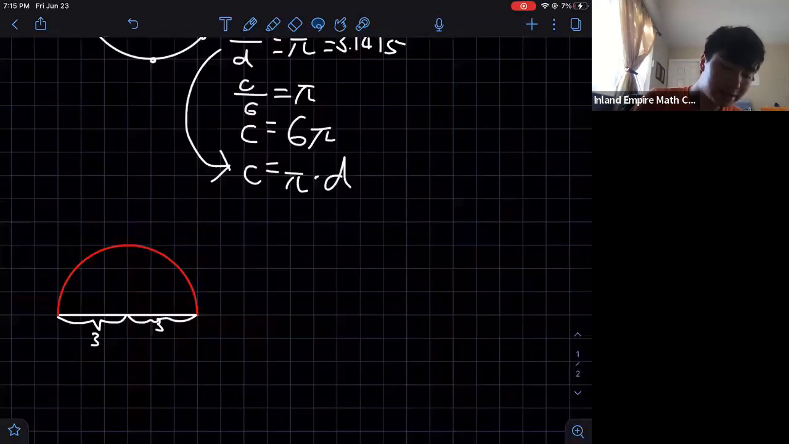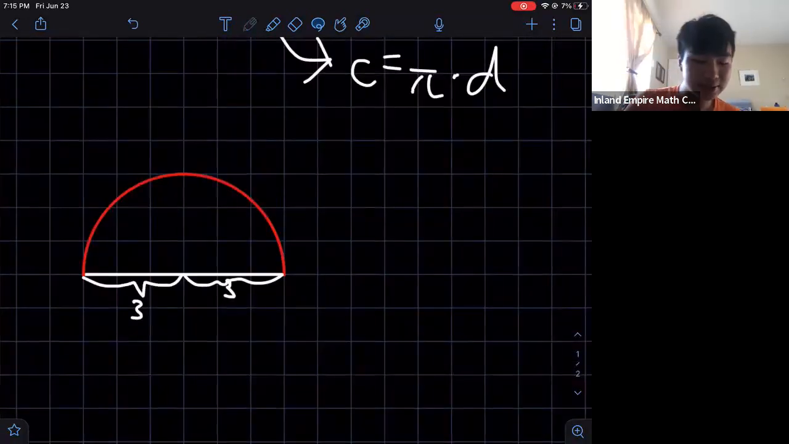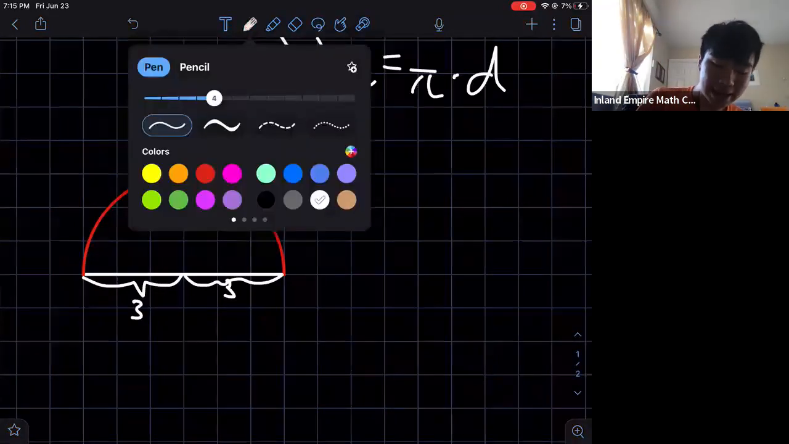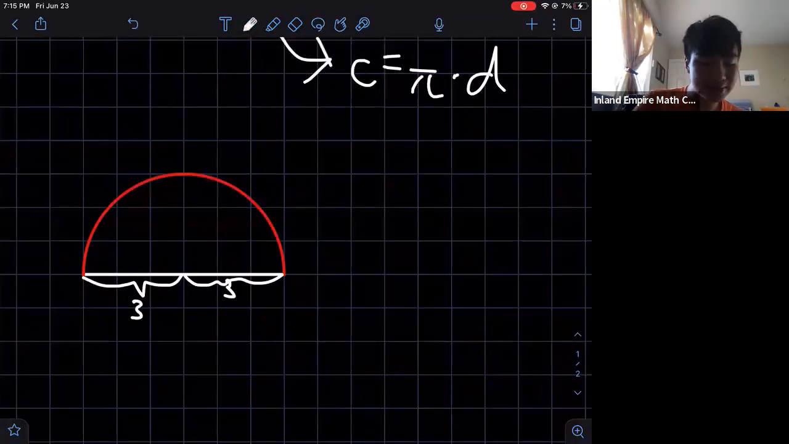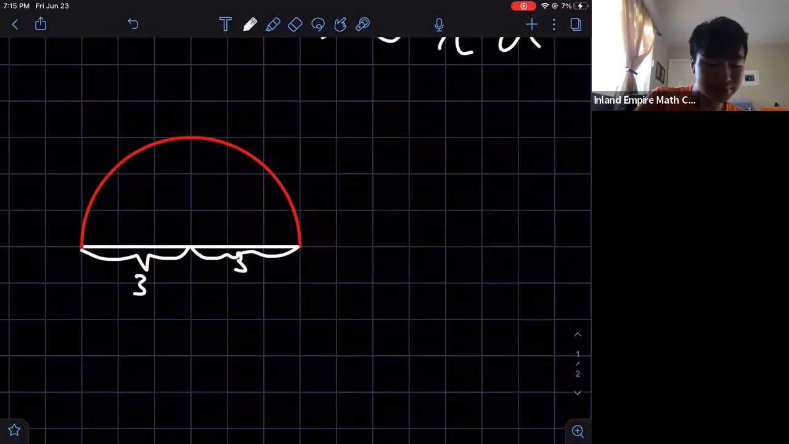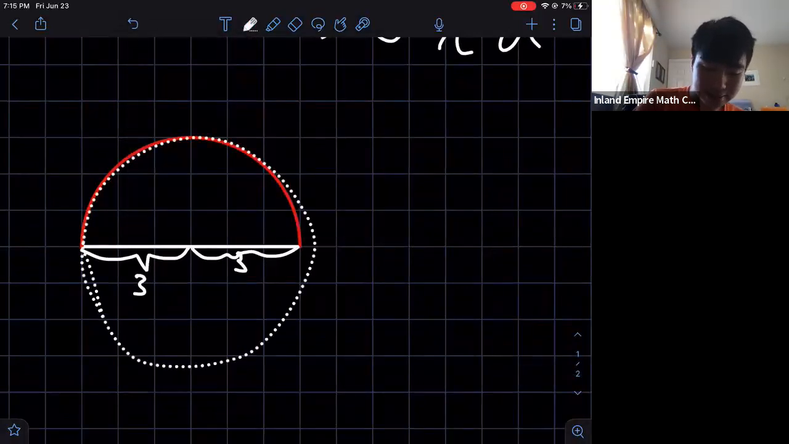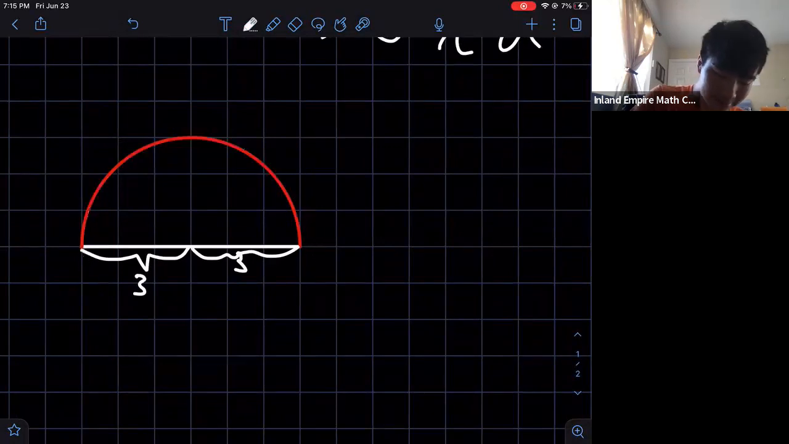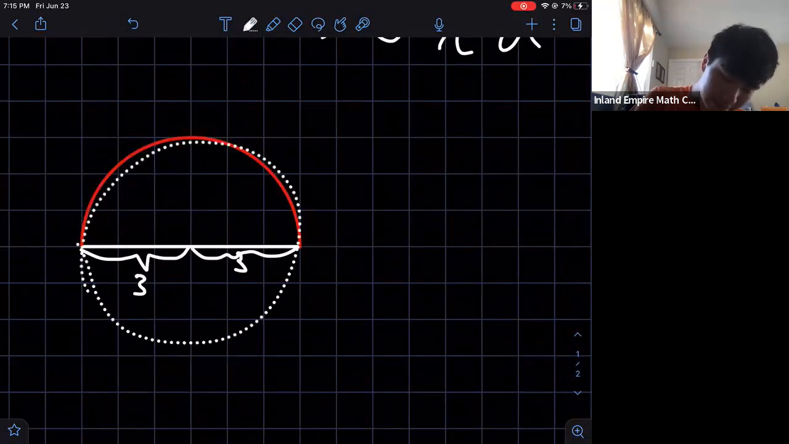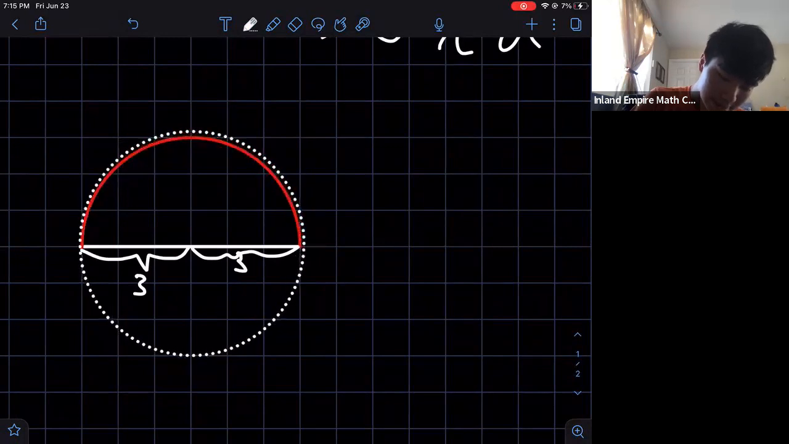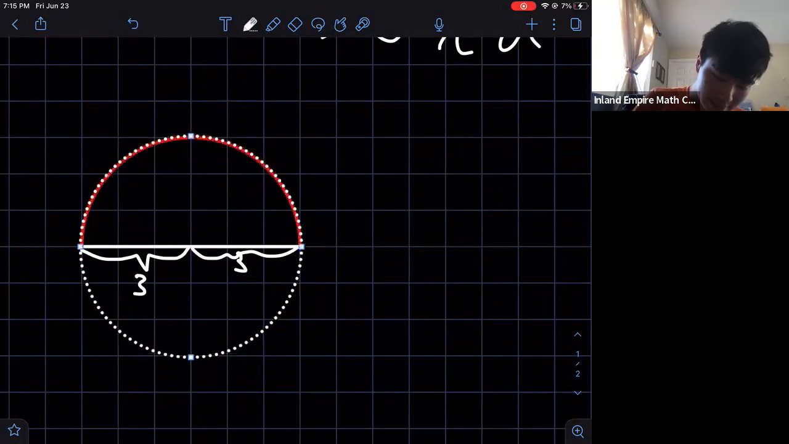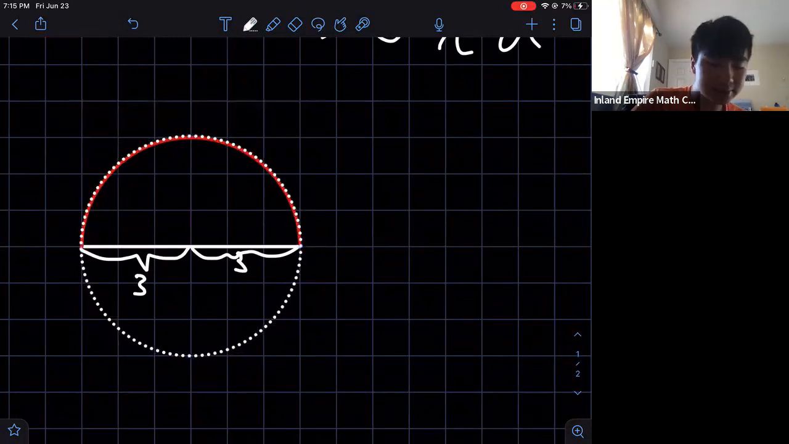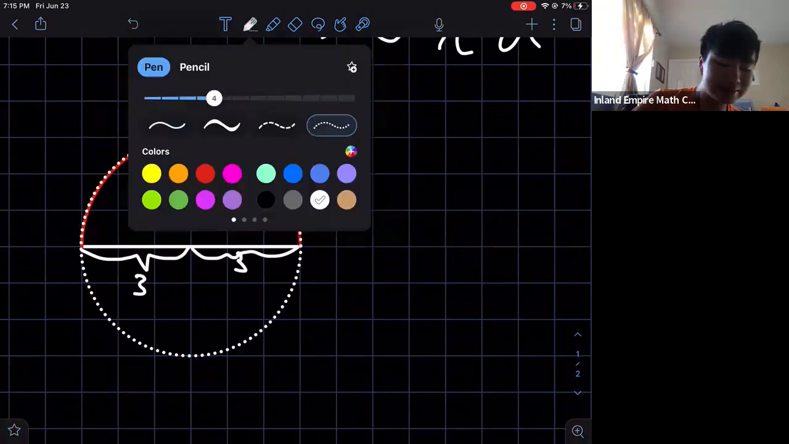Well, a very easy way to think about this is just to think about having a circle like this. So having the entire circle. So let's just draw out the entire circle in dotted lines. So we have a sort of a semicircle that's drawn out in dotted lines like this.